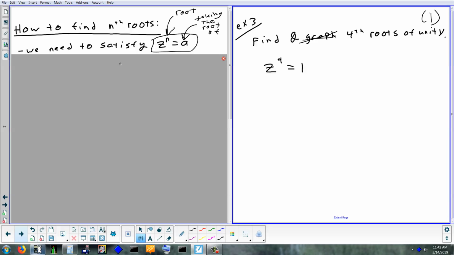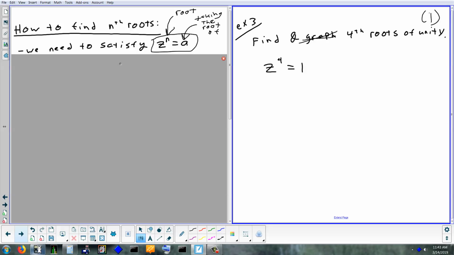Can anybody think of a number times itself 4 times that gives you 1? 1. Yep, and -1. So those are going to be 2 answers that come up here as we go through the process. It doesn't really help you to write those answers down right now because we have to find all of them and we just want to use the process. Because you might not be able to guess an answer like that on the test. But that one is a little easier. Okay, so 2 of the answers are 1 and -1. So just remember those. And we'll come back to them.